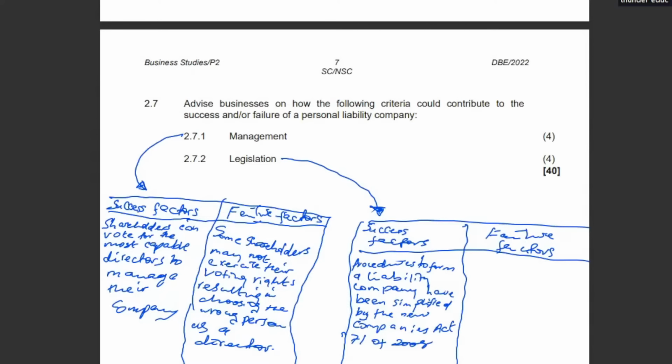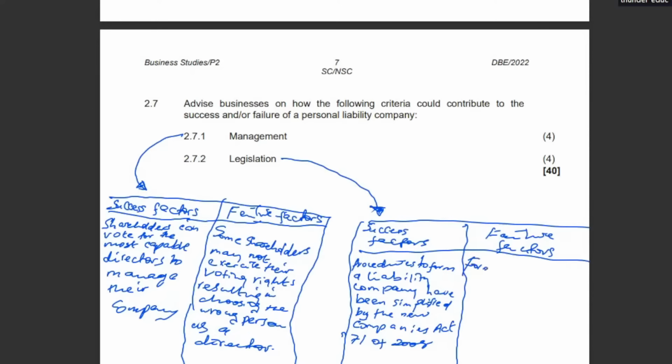So now let's check the side of the failure. Formation procedures are time consuming, as many legal documents need to be prepared or submitted. So we are actually saying that formation procedures are time consuming, as many legal documents need to be prepared or submitted.